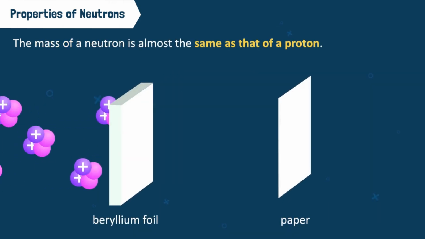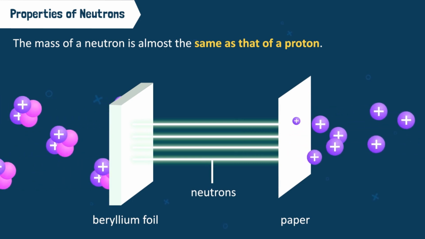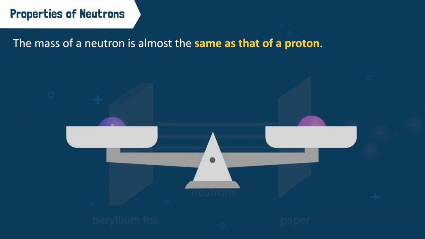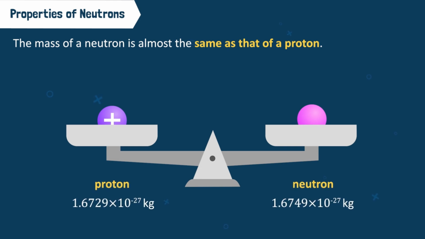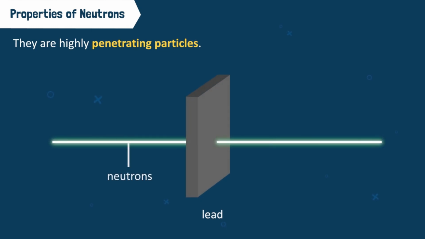These newly discovered particles could knock protons out of paper, paraffin, plastics, and other substances. This led to the discovery that a neutron has almost the same mass as that of a proton. It was observed that these particles were highly penetrative and could pass through a thick layer of lead.